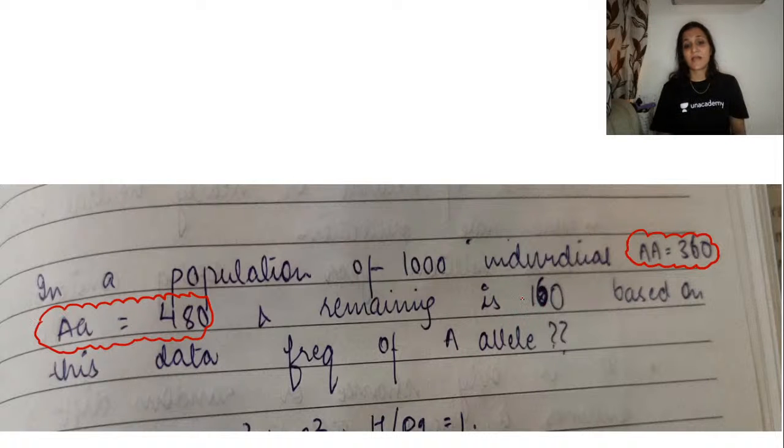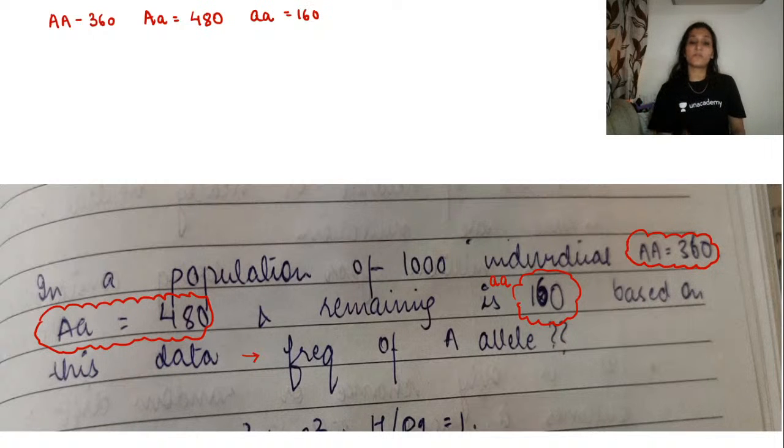Here we can see this thing, and the remaining are 160. This also they are saying. So this remaining 160 is actually what? Small a, small a. So based on this data, we have to calculate the frequency of capital A allele. This is the question. So we write over here: capital A, capital A is 360, capital A, small a is 480 and small a, small a is 160.